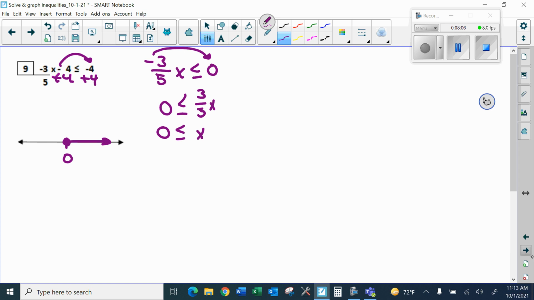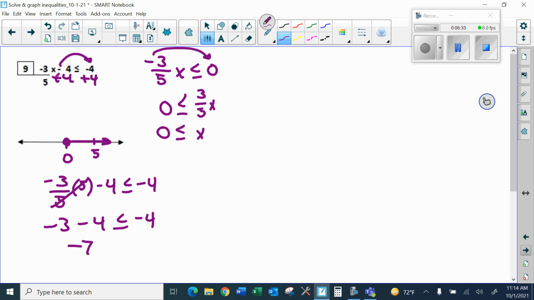Now, remember, I can always check another number that I have in my shaded region, such as 5. 5 is over here, so let's plug in 5. Then these 5s cancel out. I get -3 minus 4. Is that less than or equal to -4? -3 minus 4 is -7, less than or equal to -4. Yes, that is true. So if I plug in a number that's in my shaded region and it comes out to be true, I've shaded correctly. This is an easy way for you to check.